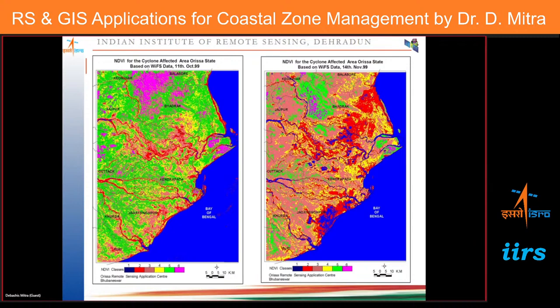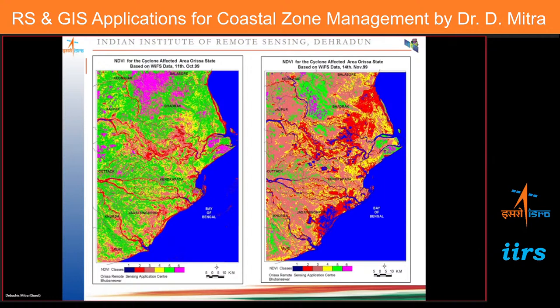Also, remote sensing can tell you the condition of health after the cyclone, and before the cyclone and after the cyclone. So this is work done on the super cyclone by the Odisha State Remote Sensing Application Center.